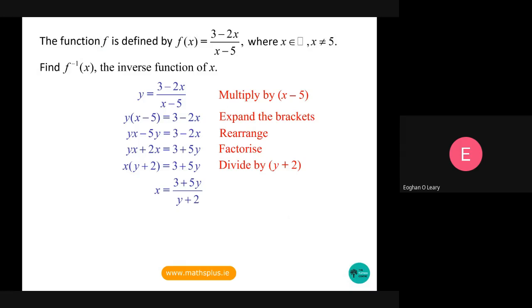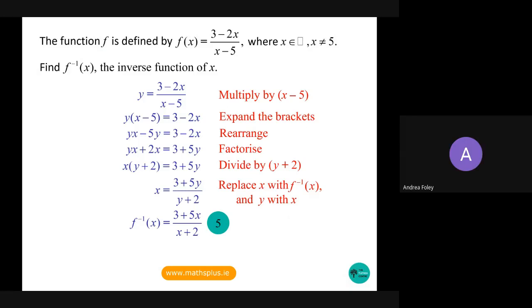And then this is where you do this unusual thing, where you say the x's and the y's swap over. Or more officially, you replace x with f inverse x, and you replace y with x. Okay, so your answer is f inverse x is equal to 3 plus 5x over x plus 2, and that's worth 5 marks.